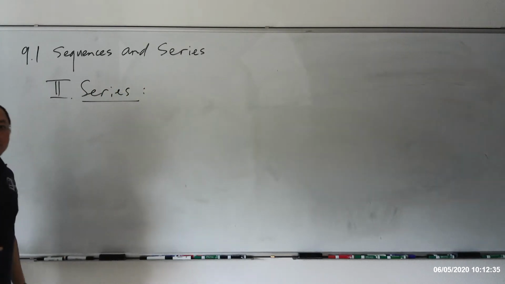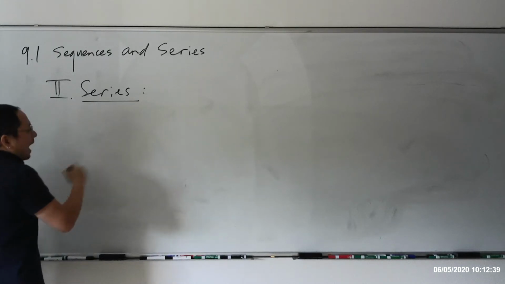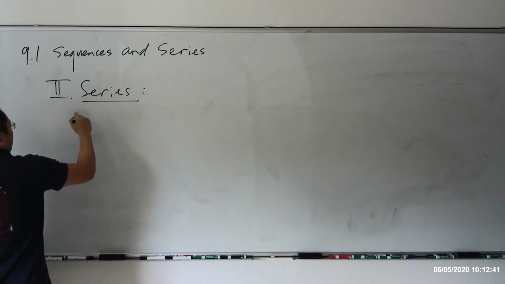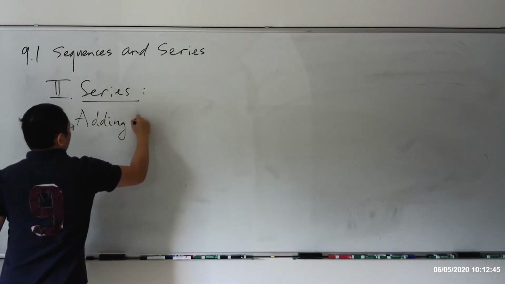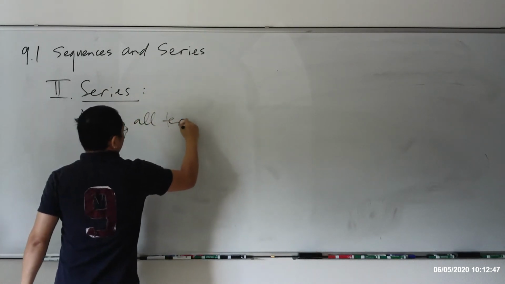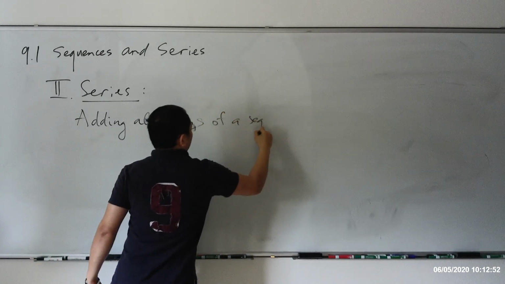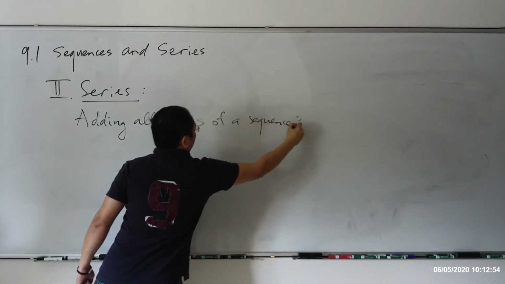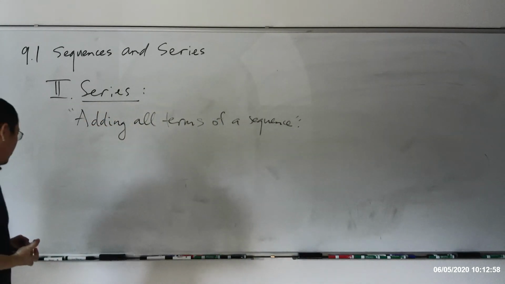Now that we have the sequence already, we construct a series this way. We add all the terms of a sequence together, by adding all terms of a sequence. Again, this is not a formal definition, but really this is the idea. So let me put it in quotation marks.